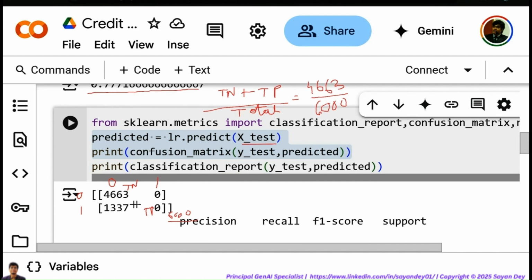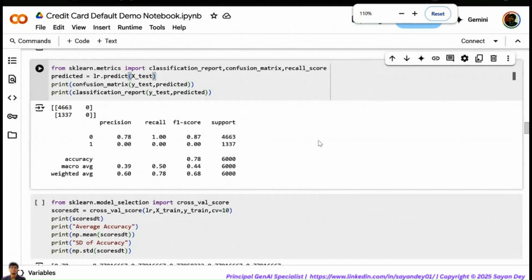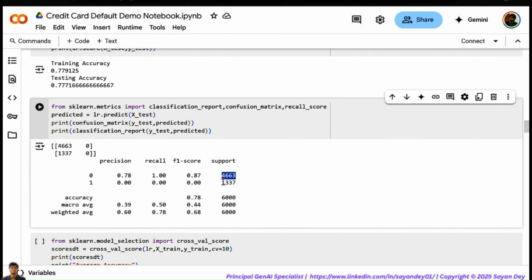So accuracy is not going to give you the full picture of how the model is really doing. It is only the confusion matrix that will tell you how the model is doing against this class, and how the model is doing against this class. That's the concept, right? And this can be further validated through the classification report, which is basically an extension. In the classification report, you can also see the support values. Support values are 4663 and 1337. These are the actual number of records. So there are actually 4663 zeros and 1337 ones in the data set.